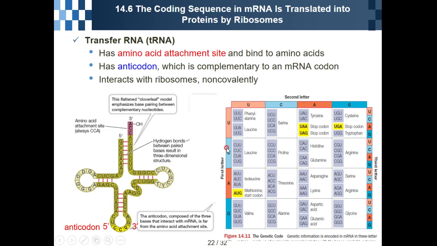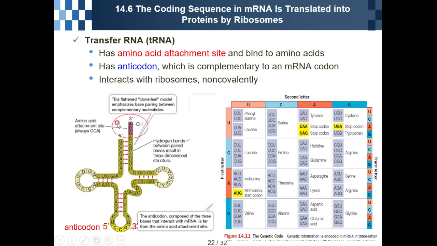Okay, so we'll go to translation. Six subjects will cover translation. Let me start from the transfer RNA, which we call tRNA. This is the tRNA structure, from 5' to 3' like this. The tRNA has some specific sites.